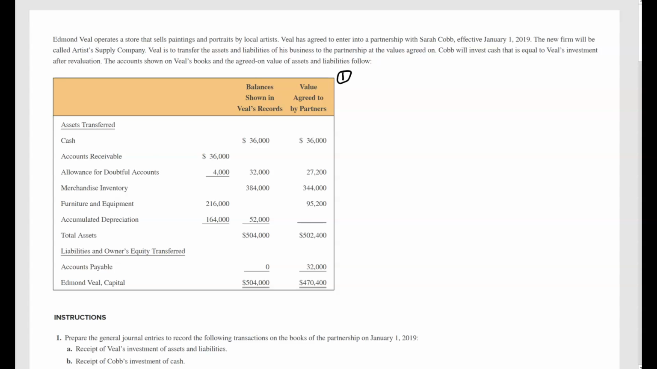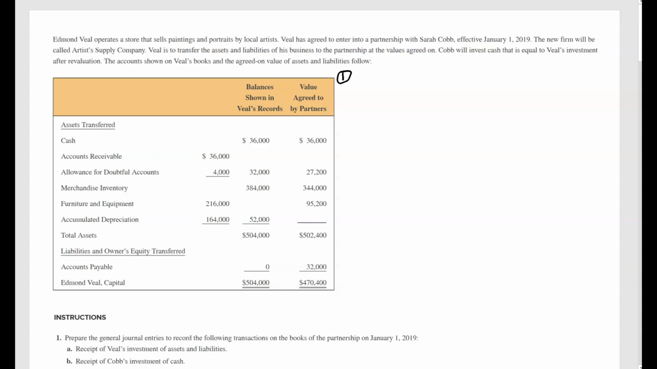So here we have Edmund Veal. He operates a store that sells paintings and portraits. He agreed to enter into a partnership with Sarah Cobb, and this is effective January 1st, 2019. The new firm will be called Artist Supply Company. Veal is to transfer the assets and liabilities of his business to the partnership at the values agreed on, which is listed in the table. Cobb is going to invest cash that is equal to Veal's investment after the revaluation.